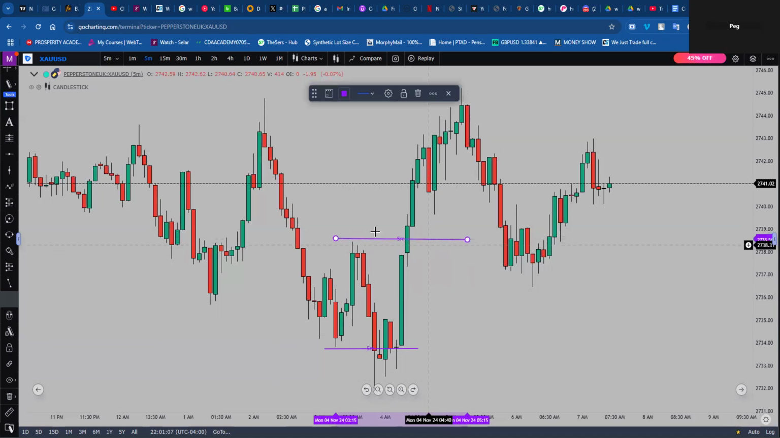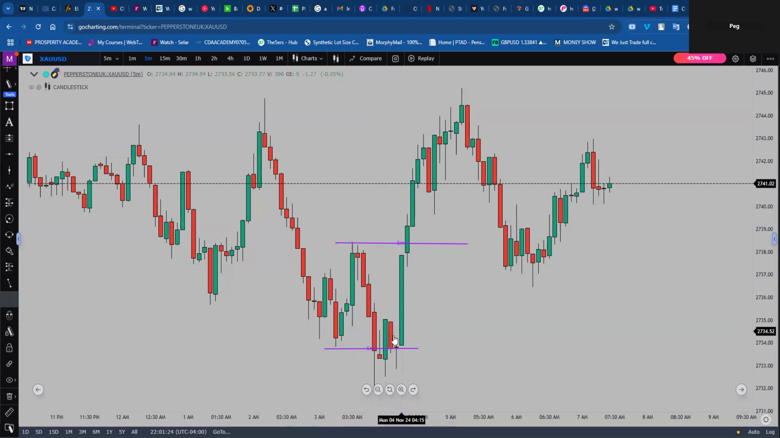Another important thing to tell you that this sweep is a strong sweep, adding more strength to its validity, is that we have inefficiency created. Price breaks this high with displacement. You see the fair value gaps created before structure is broken.